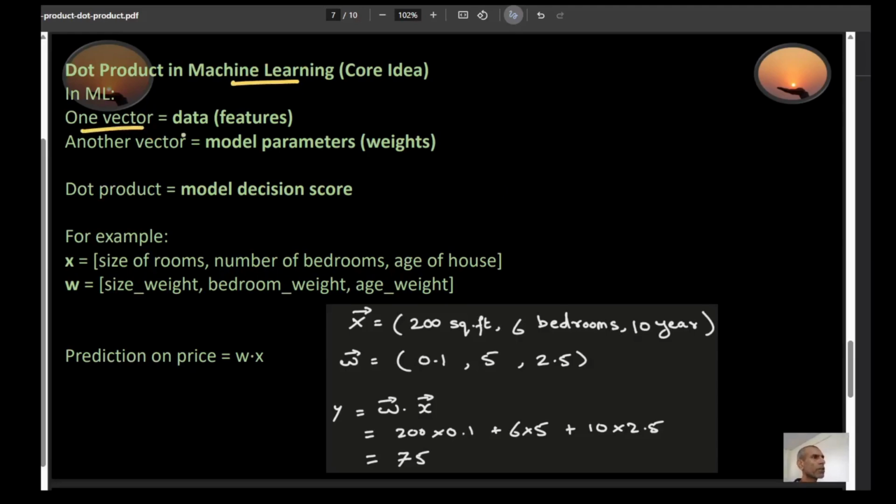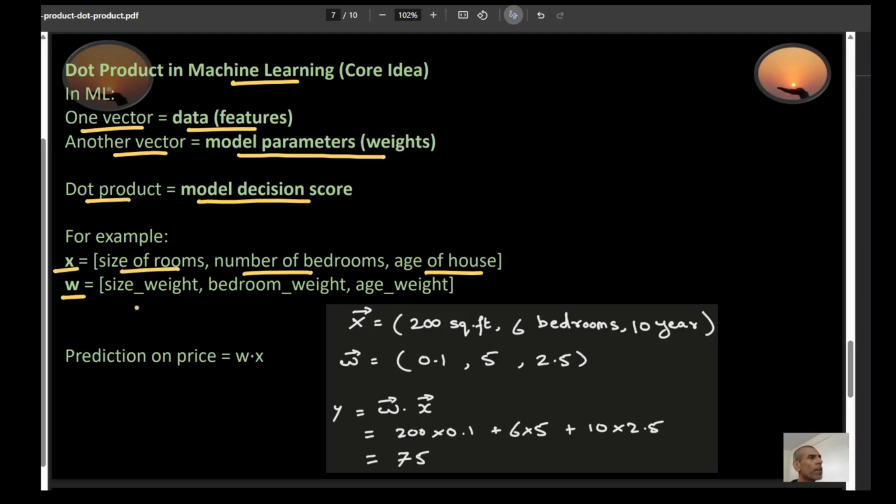Suppose you have one vector that will represent one data point, and then you have another vector. Let's say that could be your model parameters. So dot product in this particular instance will give you the decision score. It will give you the prediction. Suppose X is one of your vectors. This is your size of room, number of bedrooms, and age of the house. Let's say this is how vector X is represented.